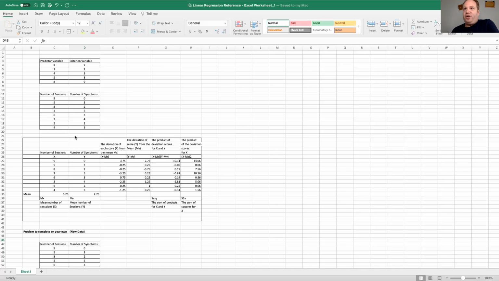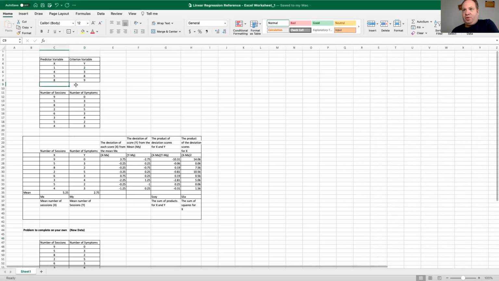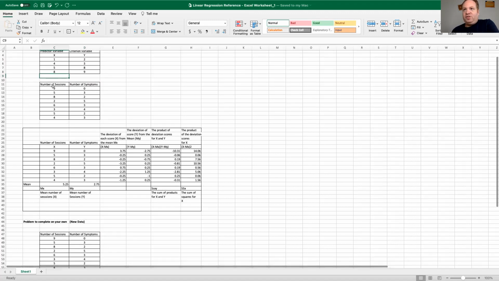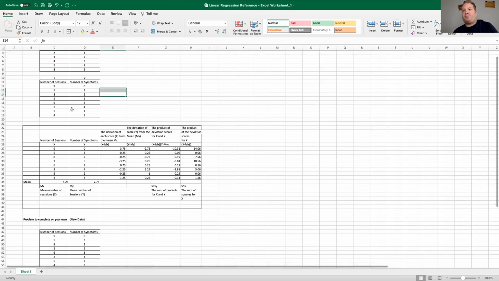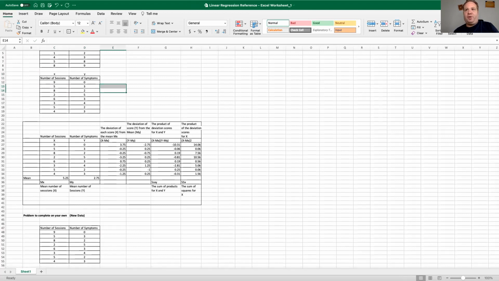Now with this file here, you can just scroll down. So predictor variable, criterion variable, we talked about that just now. Number of sessions, number of symptoms. Again, this should really be X, and this should really be Y. I'm going to put those in the center here, like that. So that's what I'm talking about, number of sessions versus number of symptoms. All right, so let's go back to our Word document here.